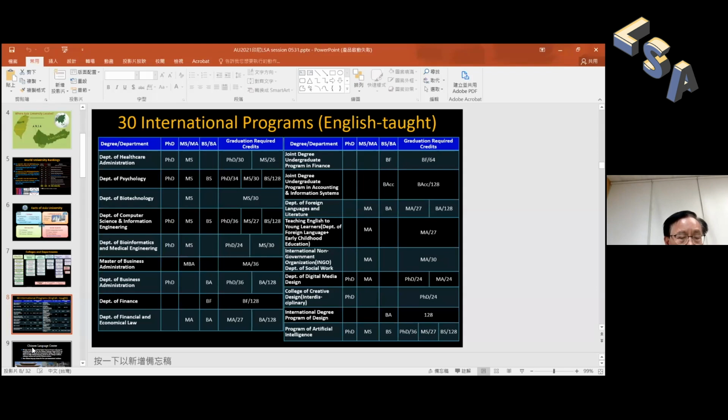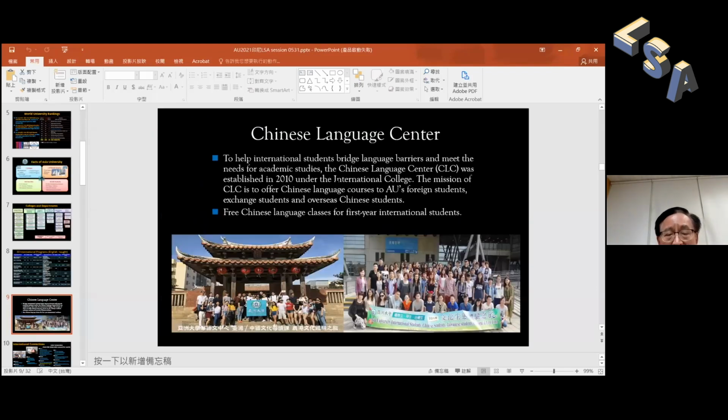And here is the Chinese Language Center. At the Chinese Language Center, we offer different types of Chinese courses for free for all international students. So if your students come over to study in the English-taught programs, they can also take courses from the Chinese Language Center.